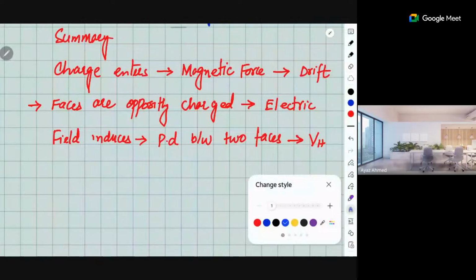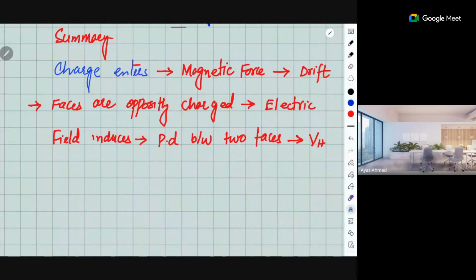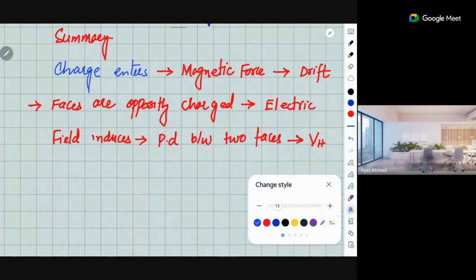Yes, sir. This summary is basically a short summary, but I believe that it will help you understand the entire concept.